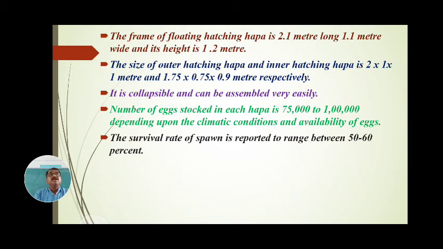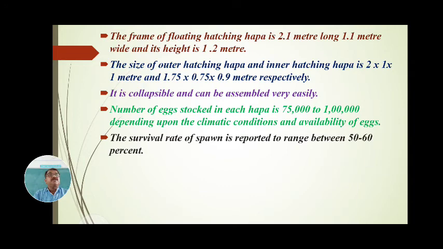This hapa is prepared from cloth. It should be easily collapsed, easily removed from the water and easily operated in the water, and it can be assembled easily within 5 minutes. When operation and assembling can be done in a short time, then it is useful.